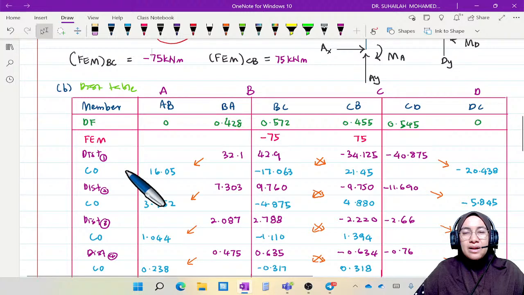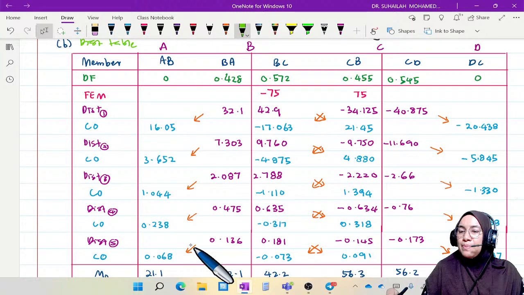So what we need to do is repeat the process. For distribution number 2, we get from 17.063 times 0.428, we get 7.303. As long as this value, when we add this value, we will get 0.